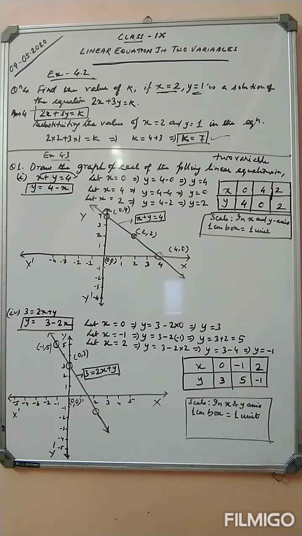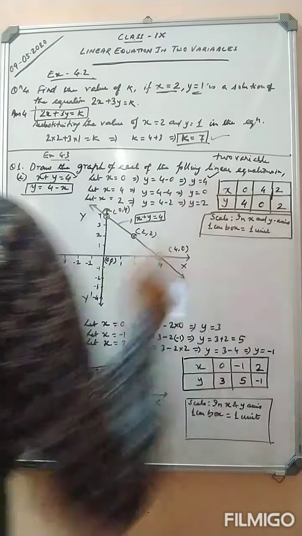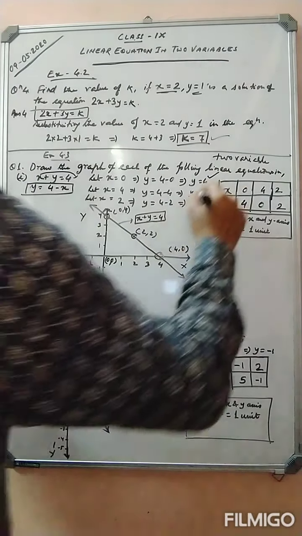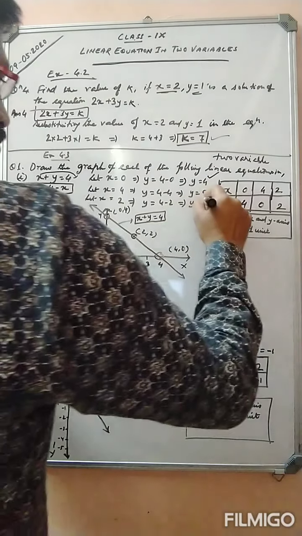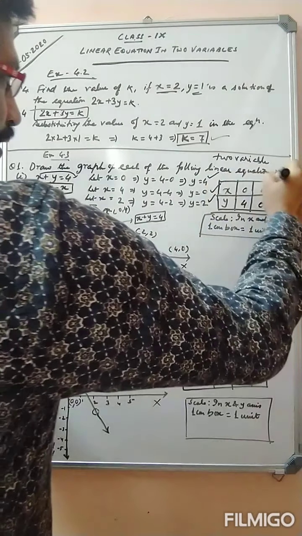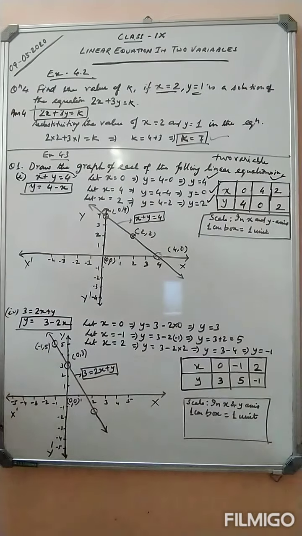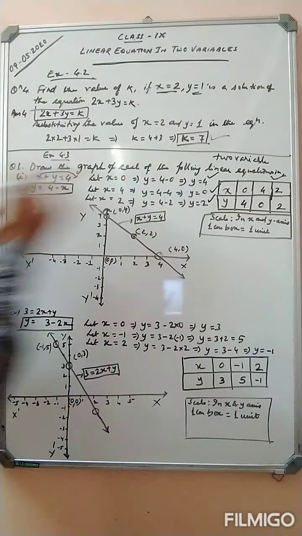Now for different values of x, we are going to get the value of y. So when x equal to 0, I am getting y equal to 4. X equal to 4, I am getting y equal to 0. X equal to 2, 4 minus 2, y equal to 2. After that we have to make a table. In this way you need to make a table, and after that you have to plot these points on a graph paper.